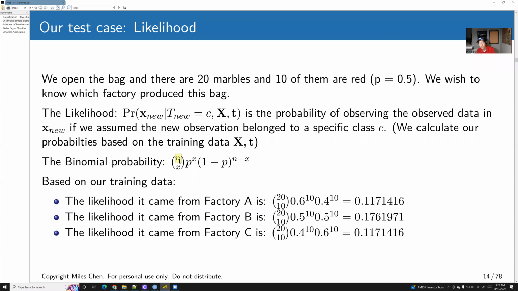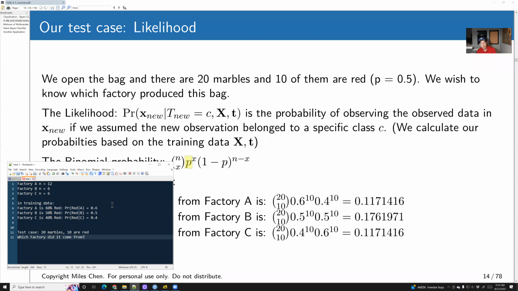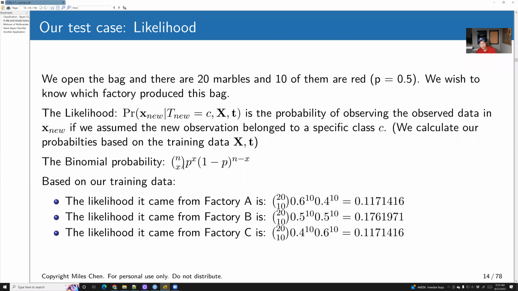So we're going to do n choose x, so 20 choose 10, p raised to the x, in our case 10, times 1 minus p raised to the n minus x, which will also be 10. And so for factory A, this p that we're using is going to be 0.6, okay? If for factory A the probability of it being red is 0.6, the probability of being not red is going to be 0.4.